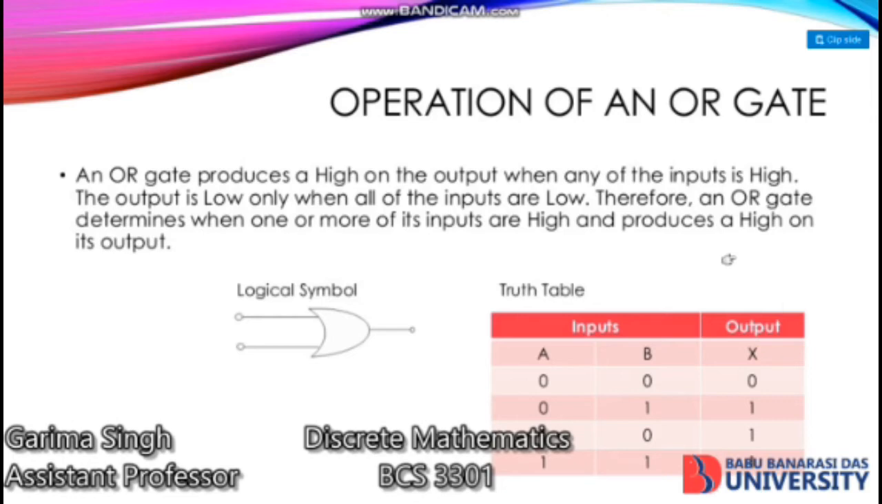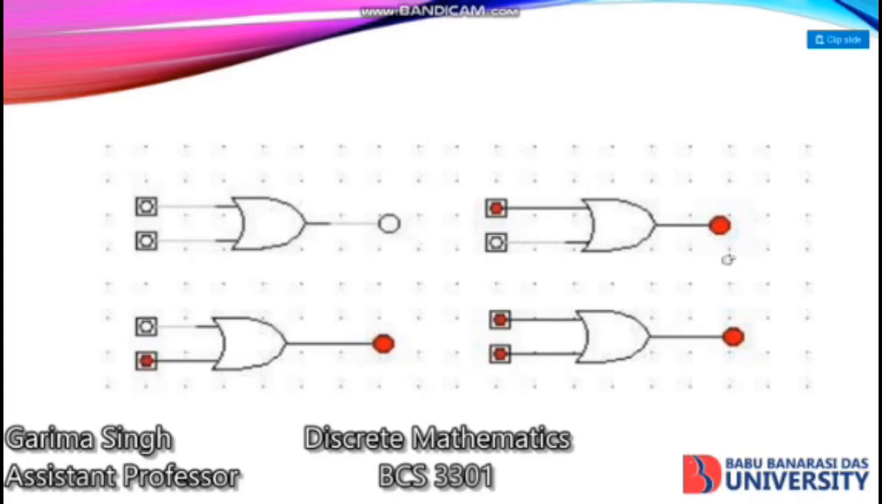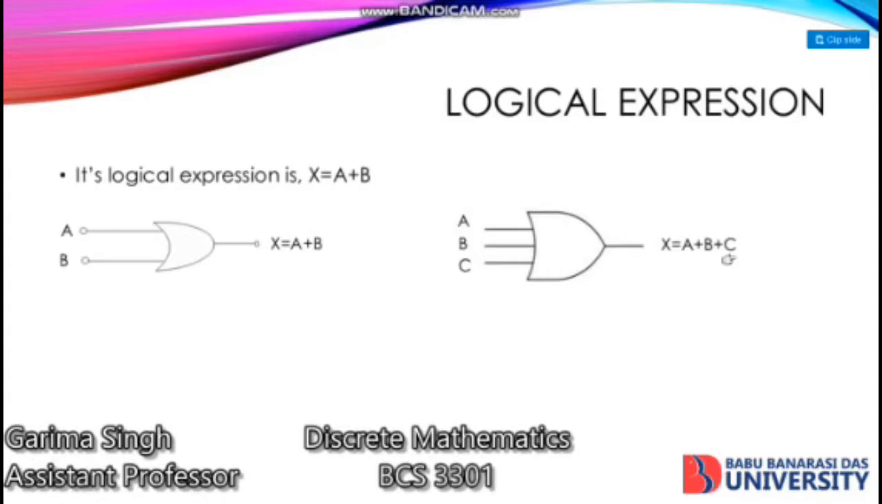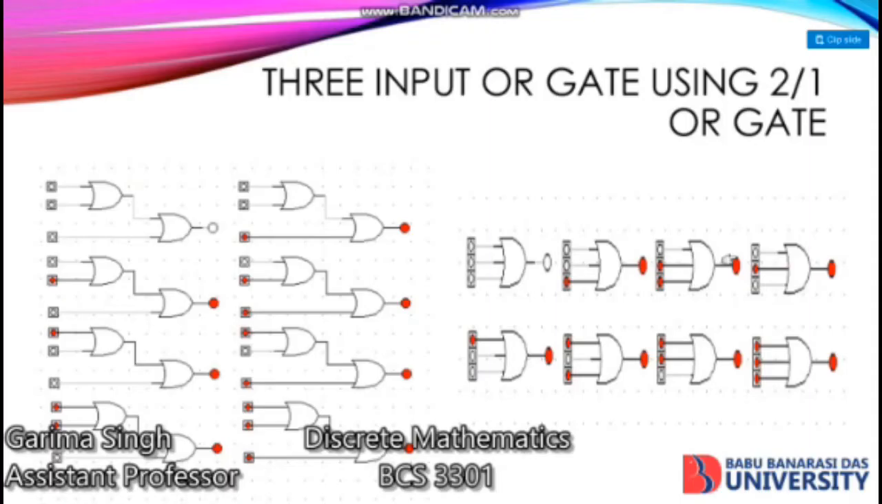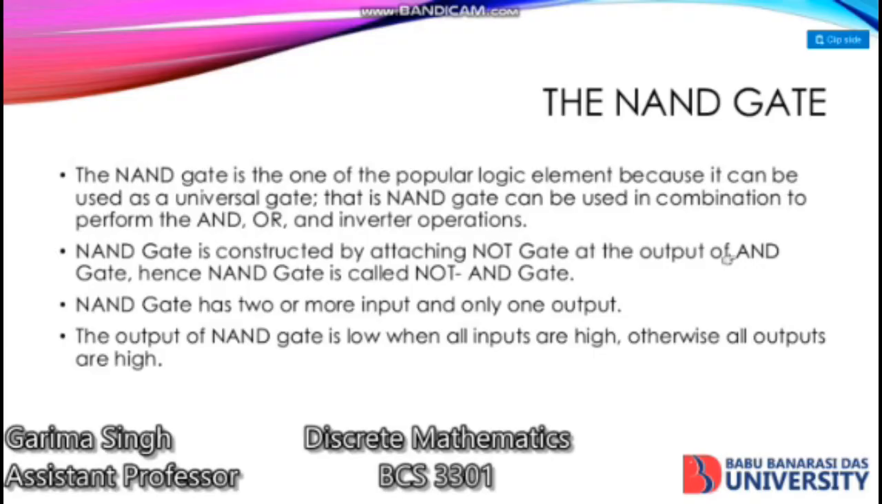Now, next topic. This is the symbol. These are the logical expression. If the expression says that x is equal to a plus b, then you have to perform this. X is equal to a plus b plus c. And if this is the case of 3 input, you will be representing that like this. There are 3 input gates.